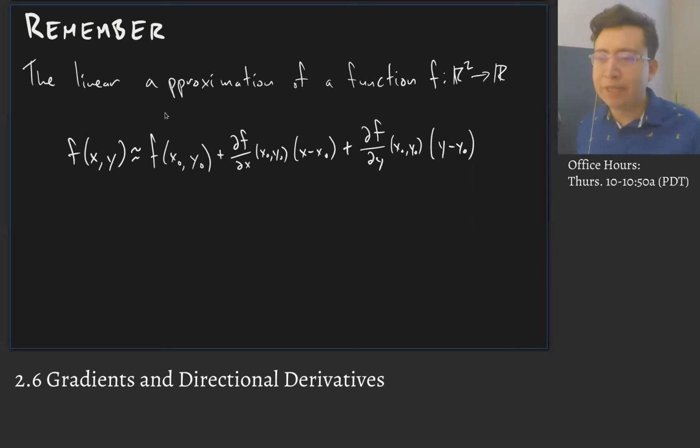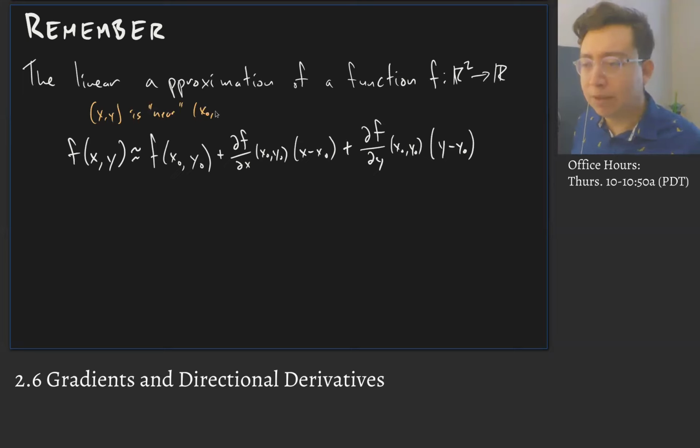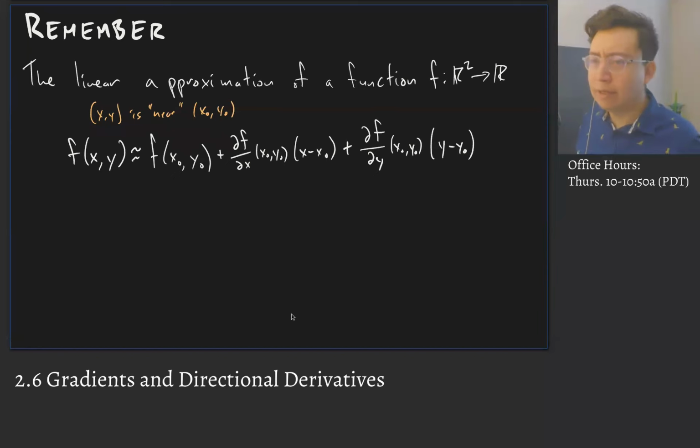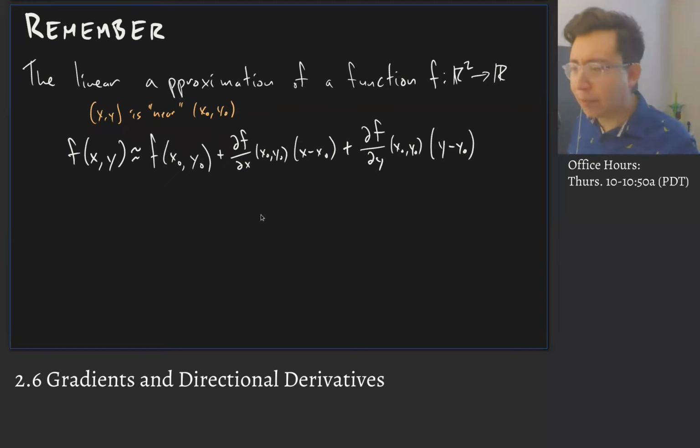What we did to approximate functions from R2, first of all, this approximation only works if (x, y) is near (x sub 0, y sub 0). And if you've been looking at the homework, you may have done problems like this. I don't remember if I had a TA go over one of these problems yesterday, but maybe you asked him about it, because I know people tend to struggle with those types of problems.